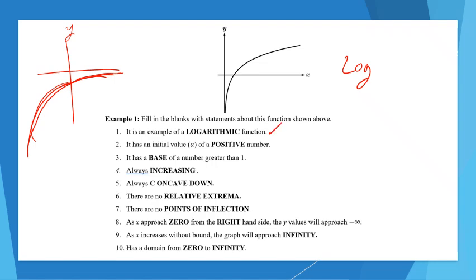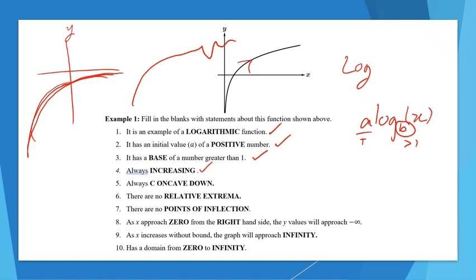So it is logarithmic. It's a value in the form of a log base b of x. A should always be a positive number when it's shaped like that. Its base is a number that's greater than 1. So positive and greater than 1. It's always going to be increasing. So it's always going up. Never going to be going up and then all of a sudden go down. Because of that, it's always going to be concave down. So shaped like that, a downwards U-shape.